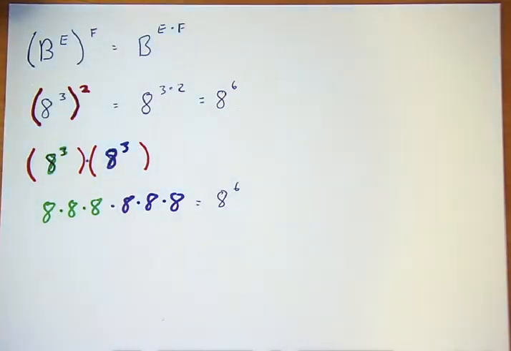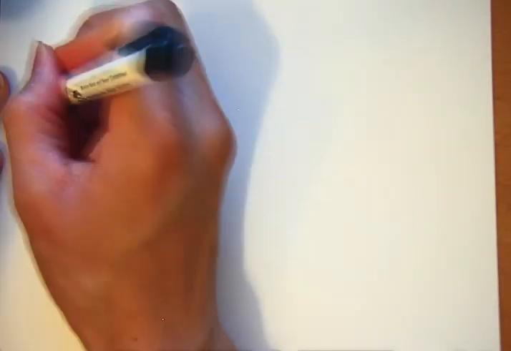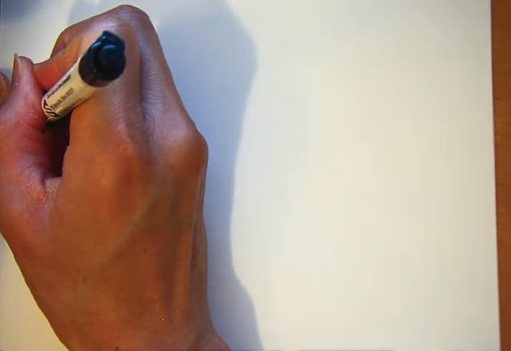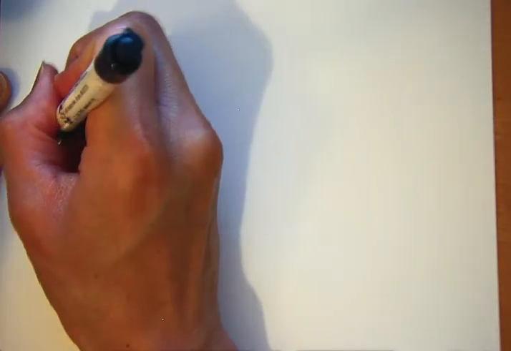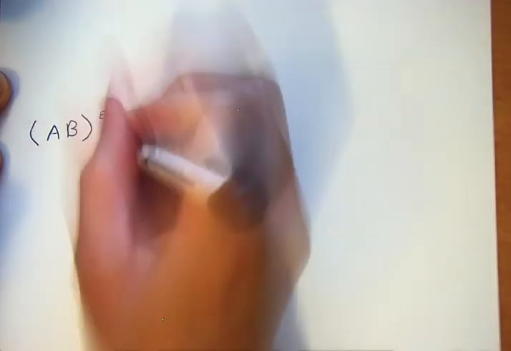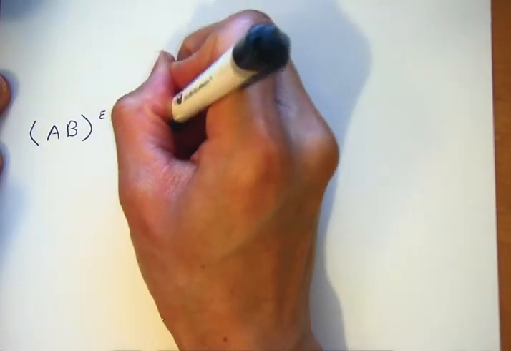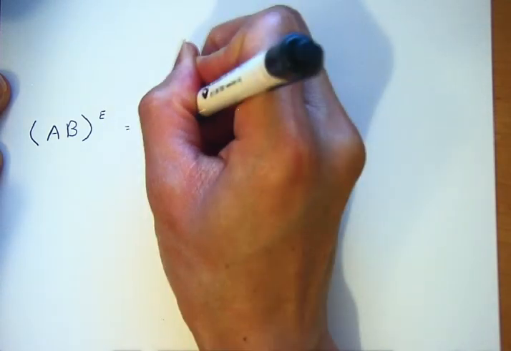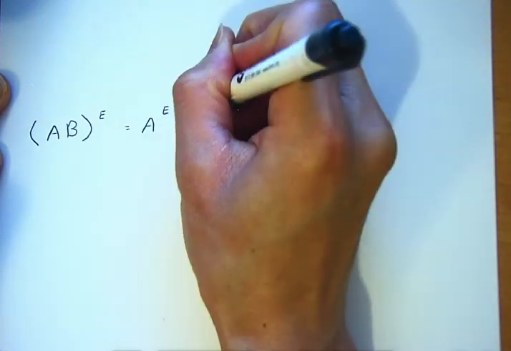Okay, our next exponent rule I want to talk about is if you have inside parentheses a times b, and that is raised to the exponent e. So this is a times b, and that will equal a to the e power times b to the e power.